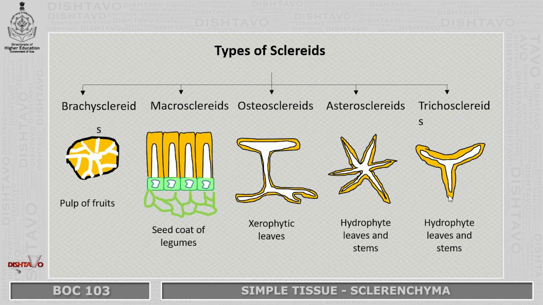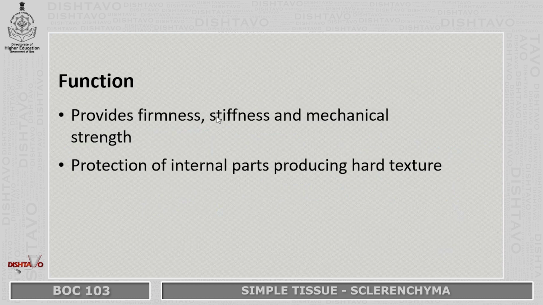And we have the last type, called the trichosclereid, which has an irregular unbranched structure, and they may be present as internal hairs in the leaves and stems of hydrophytes. The functions of these sclereids are providing firmness, stiffness and mechanical strength wherever they are present. They also help the internal parts where they are present by offering them a hard texture. For example, in the case of fruits and seeds, the internal parts will be protected.